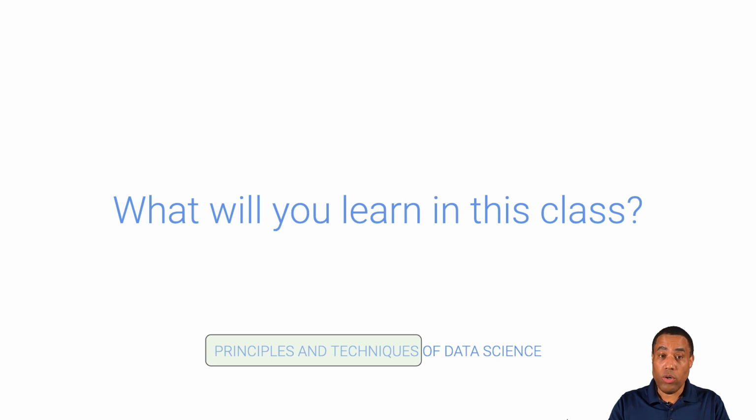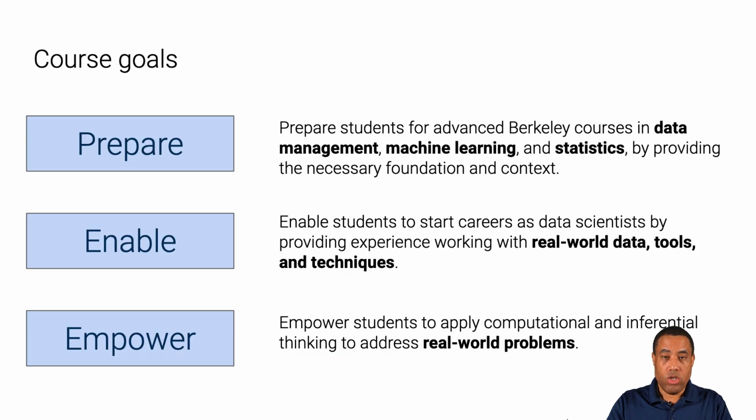Now let's talk about what you'll learn in this class in terms of principles and techniques. So this course has 3 goals: to prepare students, to enable the students, and to empower the students. Let's go through the 3 goals. So the first is to prepare students for advanced Berkeley courses in data management, machine learning, and statistics by providing them with the necessary foundation and context.